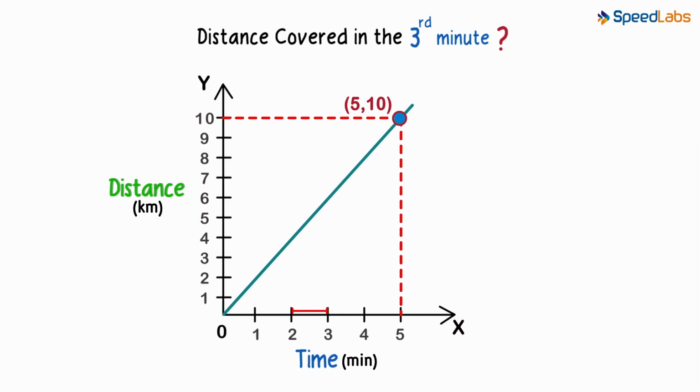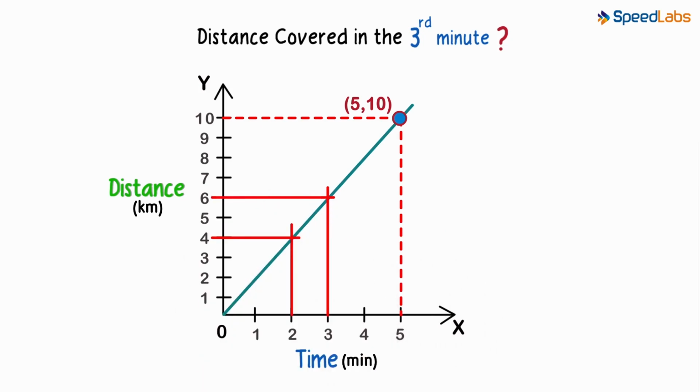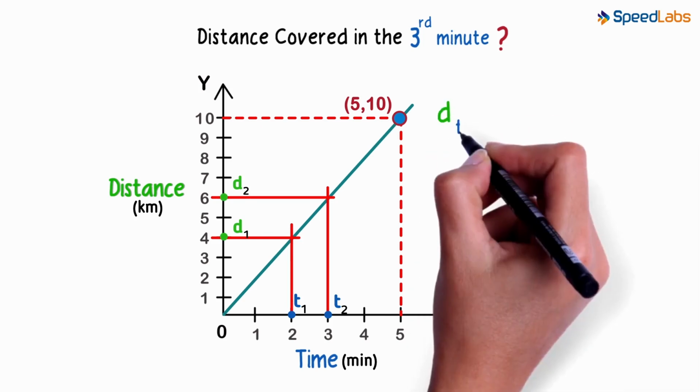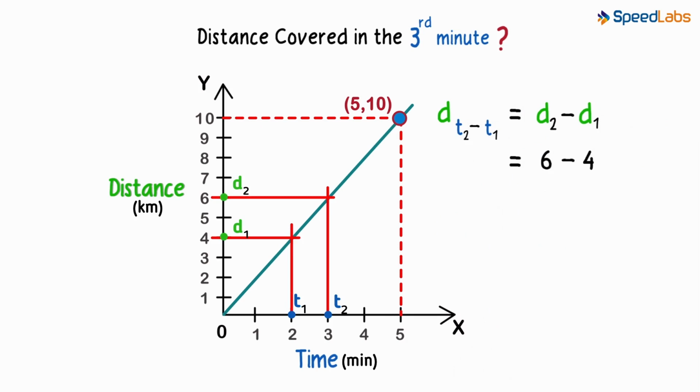Let's have a look. We draw 2 lines vertically up from the second and the third interval on the x-axis until they intersect the line. Then we draw 2 lines parallel to the x-axis until they intersect the y-axis. Let's name these points T1 and T2, D1 and D2. The distance covered in time T2 minus T1 equals D2 minus D1. So what we get here is that the vehicle travelled 2 kilometers in the third minute.